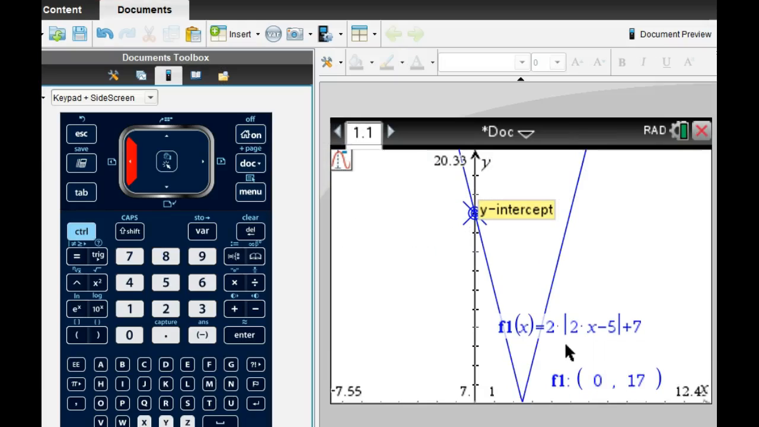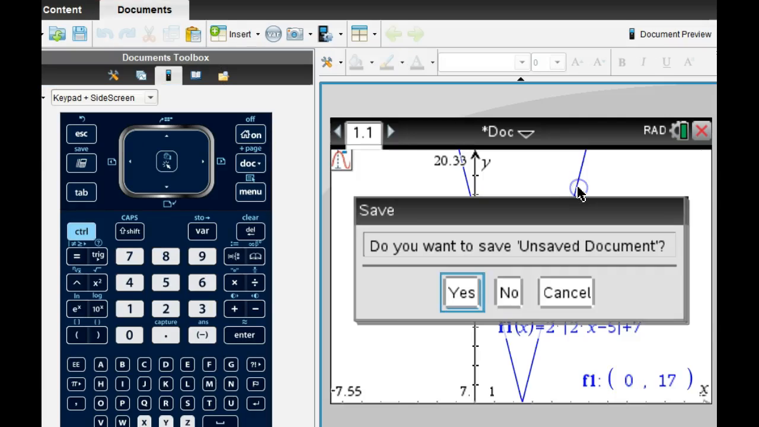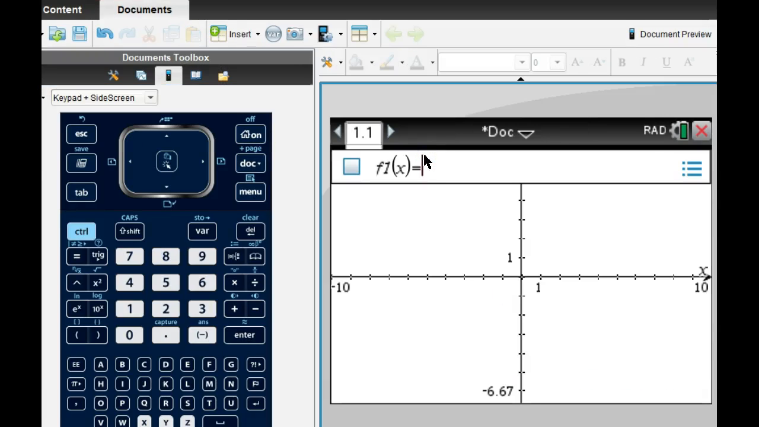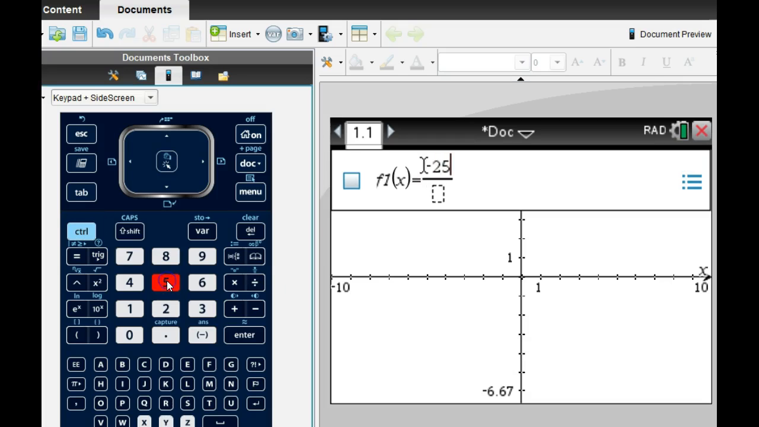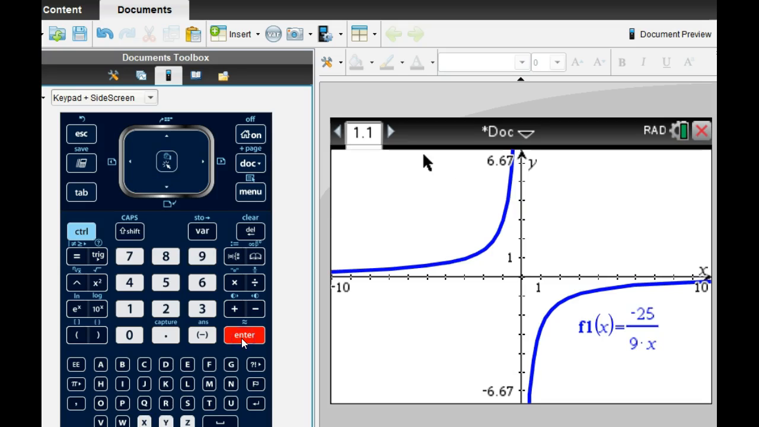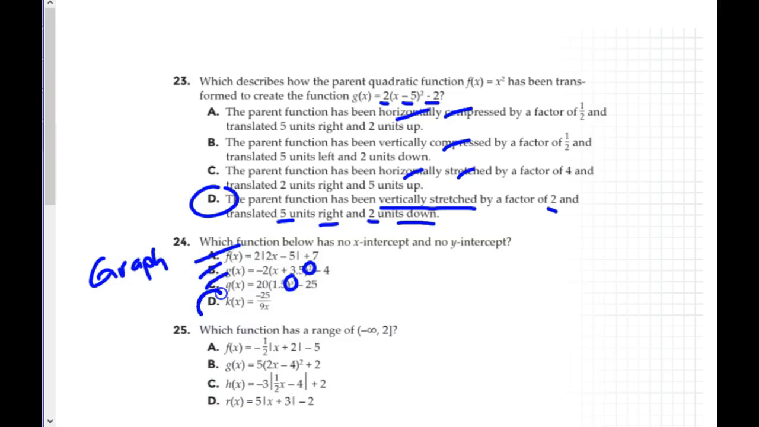Let's graph D. New document, don't save, graph. So control divide, -25 on top, 9x on the bottom. Now these asymptotes are the axis, so it does not cross the x-axis, does not cross the y-axis. So these rational functions that aren't shifted have no intercepts.